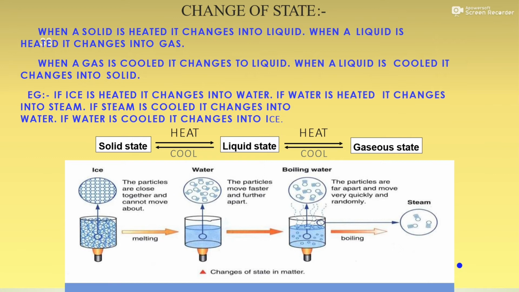Change of state. When a solid is heated, it changes into liquid. And when a liquid is heated, it changes into gas. When a gas is cooled, it changes into liquid. Sorry, when a gas is cooled, it changes into liquid, and when a liquid is cooled, it changes into solid. Example: if ice is heated, it changes into water. If water is heated, it changes into steam or water vapor. If steam is cooled, it changes into water. And if water is cooled, it changes into ice.